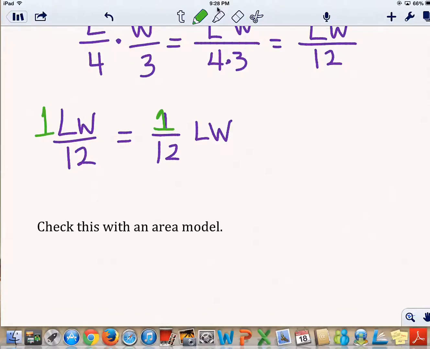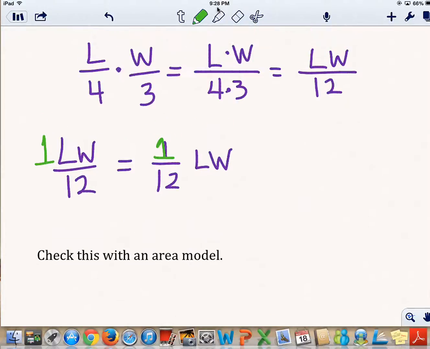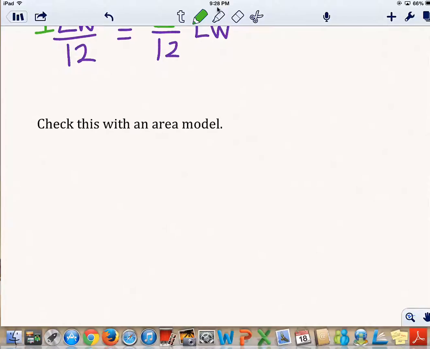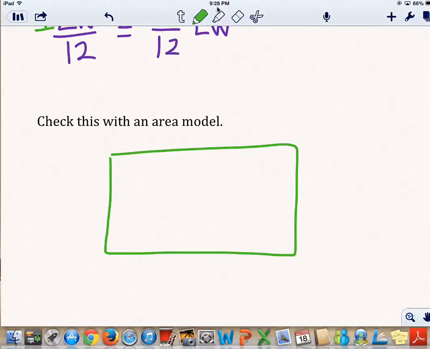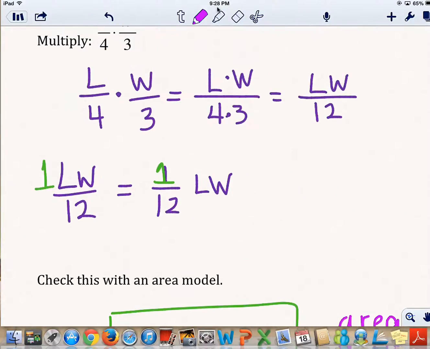Let's check this multiplication with what's called an area model. Right, so with an area model, we're going to start off with just this big rectangle. And we're going to let the side of one of these be L and the side of the other be W. So we can multiply two sides to find the area. Remember, to find area, we take length times width. Okay, but notice I have these fractions.